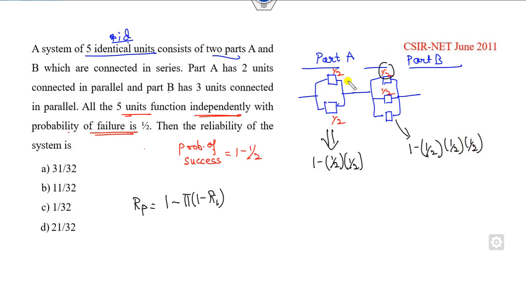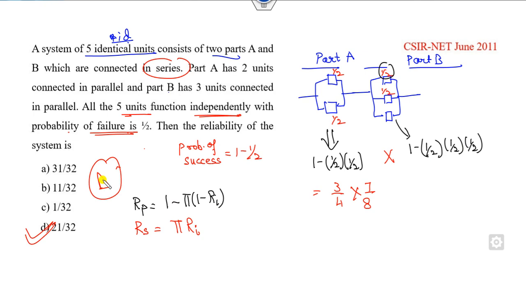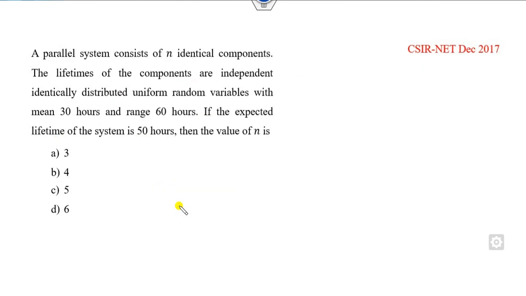Now both the components are in series. What is the reliability of a series system? That's the product of each component. So your answer will be 3 by 4 into 7 by 8, so the right answer is 21 by 32. Always remember, the reliability of a parallel system is 1 minus the product of each component's failure, and for a series system it is the product of each component's reliability.